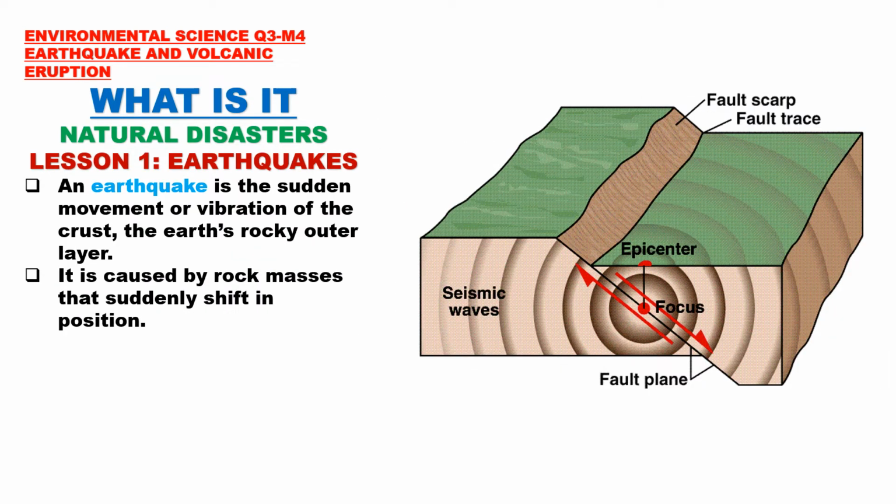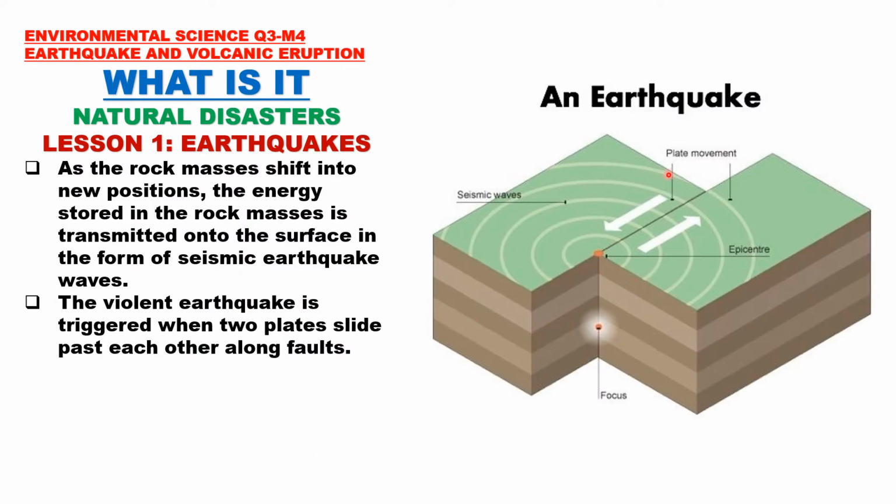Lesson 1, Earthquakes. An earthquake is the sudden movement or vibration of the crust, the Earth's rocky outer layer. It is caused by rock masses that suddenly shift in position. As rock masses shift into new positions, the energy stored in the rock masses is transmitted onto the surface in the form of seismic earthquake waves. So in this picture, you are going to see that our waves move away from the source. So our waves are becoming larger and larger.